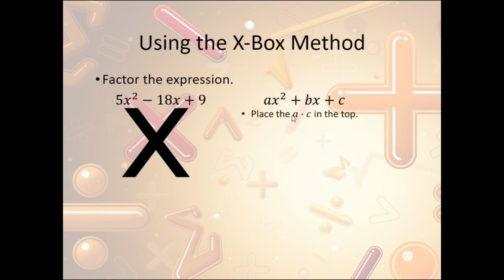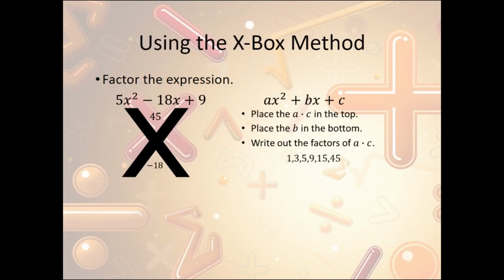So the way we start is we're going to multiply a times c and put that in the top. So 5 times 9 is 45. And then we put b in the bottom just like before, so that's negative 18. And then we're going to write out the factors of a times c. So what are the factors of 45? Well, we can see that the factors are 1, 3, 5, 9, 15, and 45. So now which one of those is going to add up to be negative 18?